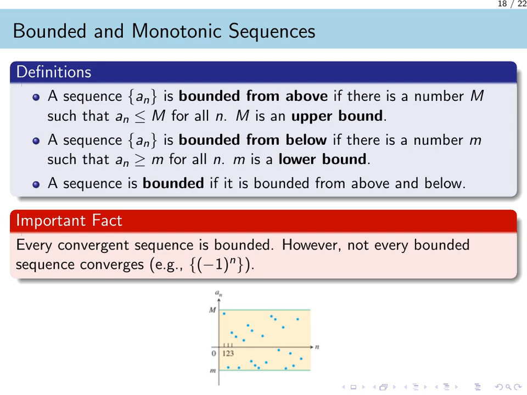Let us establish the concept of a bounded sequence, which is a necessary, but not sufficient, condition for convergence. A sequence is bounded from above if there is a number, m, called an upper bound, that is greater than or equal to every term in the sequence. Likewise, a sequence is bounded from below if there is a number, m, a lower bound, that is less than or equal to every term. If a sequence has both an upper and a lower bound, we simply call it a bounded sequence. Now for the most important fact on this slide, if a sequence converges to a limit, it must be bounded.